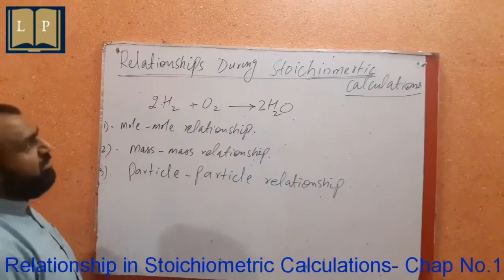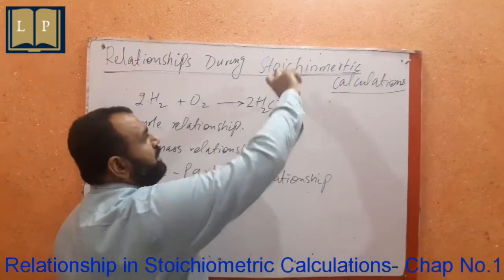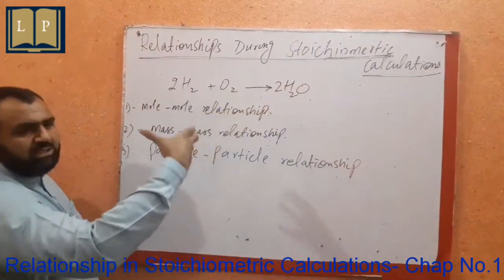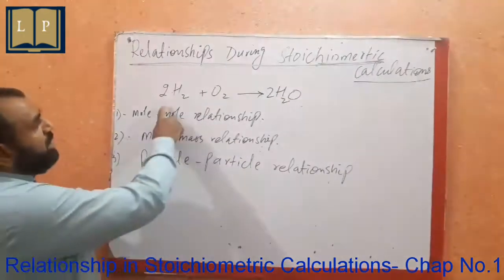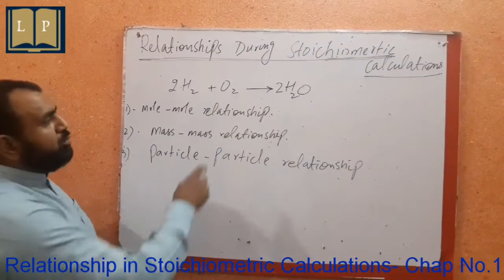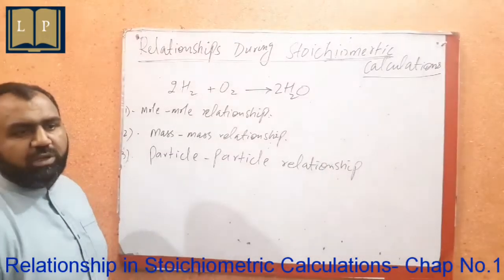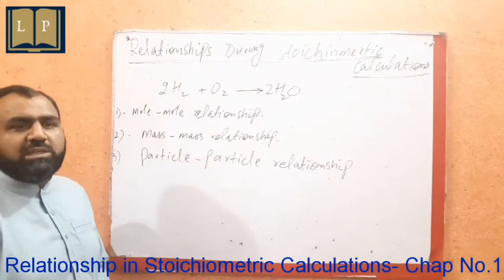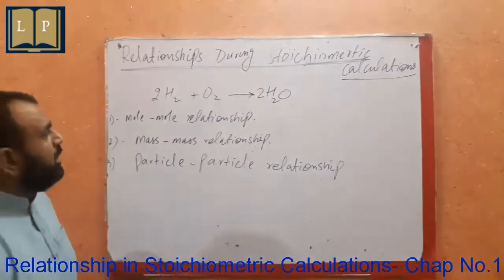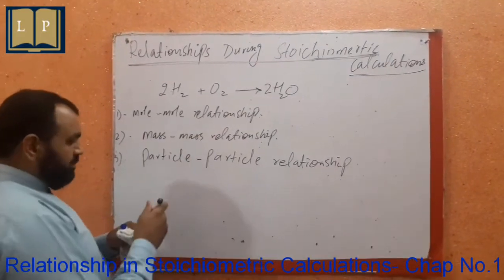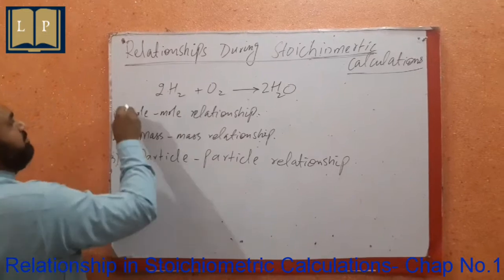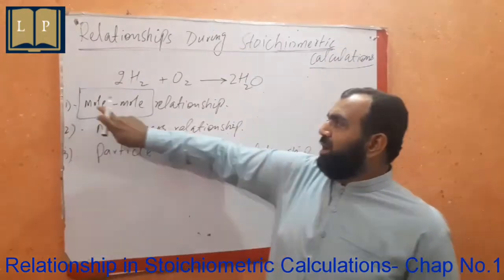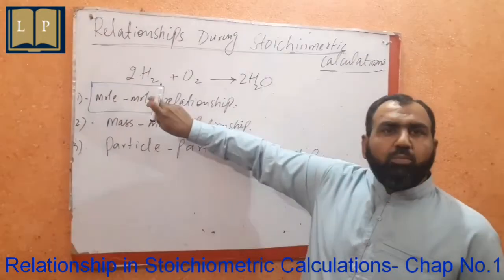Today we are discussing different kinds of relationships that can be used during stoichiometric calculations. One thing to remember: those calculations which establish a quantitative relationship between the reactants and products according to a balanced chemical equation are stoichiometric calculations, right? So when we discuss the quantification methodologies, the most common and very important relationship in chemistry is the mole-mole relationship. That is, we quantify the amount of reactants or products in terms of their mole-mole relationships.